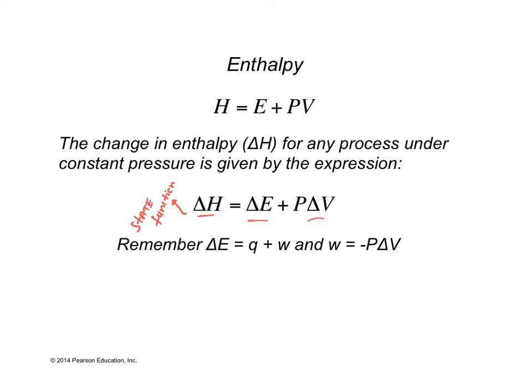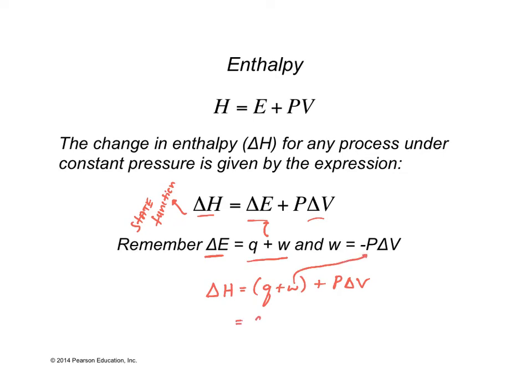All right, so now that we have our little change in enthalpy as the sum of these two things, just as a reminder, this change in internal energy we know is heat plus work. So I'm going to take this and plug it into my expression for enthalpy. I have change in enthalpy is equal to Q plus W plus pressure times change in volume. And we also know what W equals. W equals this, minus pressure times change in volume.